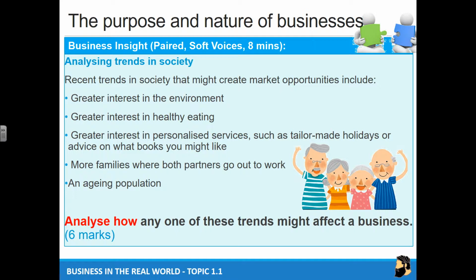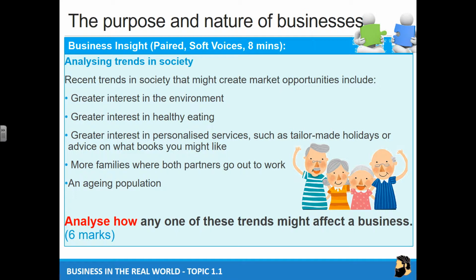Second bullet point, there's a greater interest in healthy eating. As I've mentioned earlier on, more and more people are caring about how they look, how they feel, living longer, being there for their children, their grandchildren, and so on. Third bullet point, there's a greater interest in personalized services such as tailor-made holidays or advice on what books you might like. So more and more people are willing to pay extra for services that are more specific to each individual's needs.